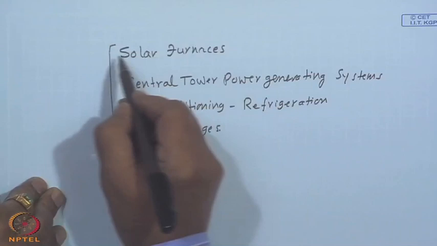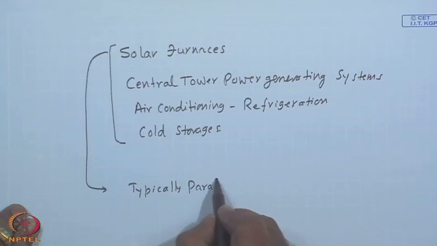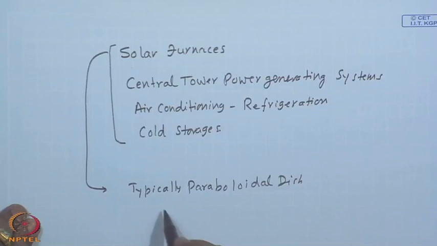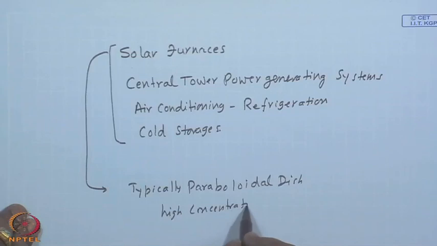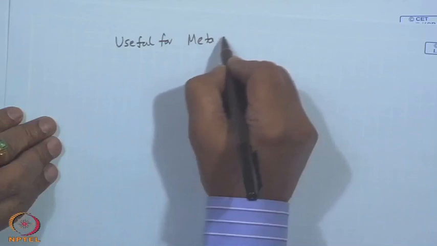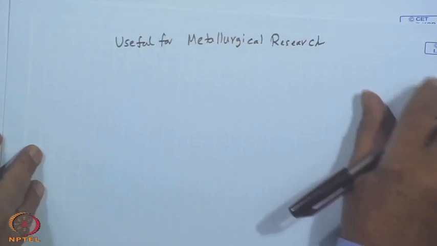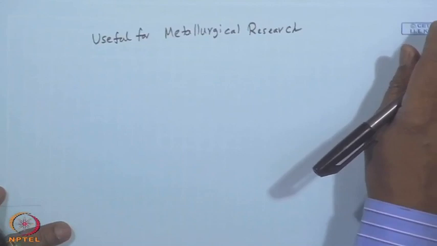And if you have solar furnaces, it is essentially typically a paraboloid dish, high concentration ratio. And it is useful for metallurgical research because there will be no contamination. And also since they are small quantities, you can afford to have a furnace. Central tower power generating systems are on demonstration and have been successfully integrated with the grid.